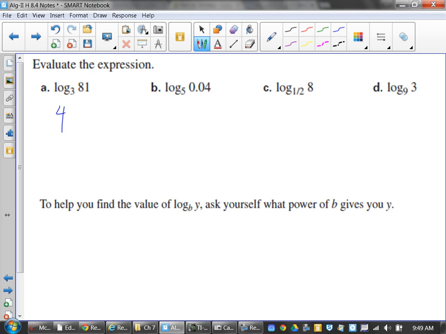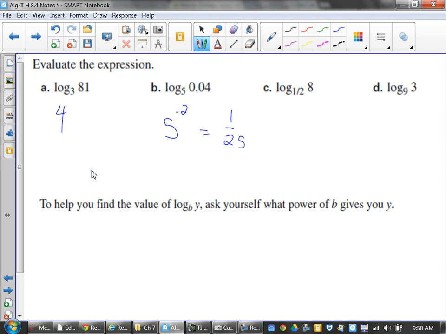Log base 5 of 0.04. Well, that means 5 to what power is going to give me 0.04? Which is 1/25. 5 to what power is 1/25? Negative 2. What they do here is they will sometimes give you a value in a decimal that you have to figure out. All right, 0.04, that's 4 hundredths, 1/25.